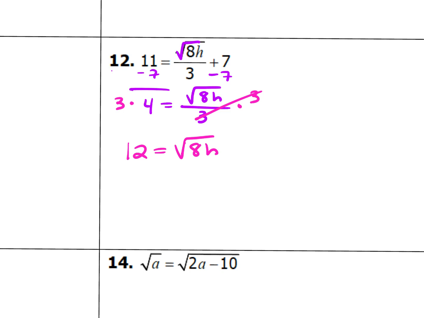What do you do? Square both sides. So you get 144 equals, this will be 8h, because those cancel each other out. And then you would just divide by 8. What's 144 divided by 8? 18?